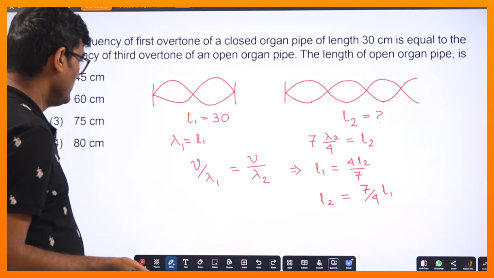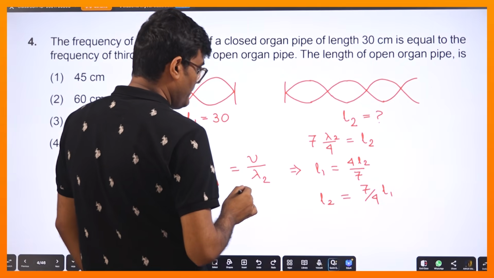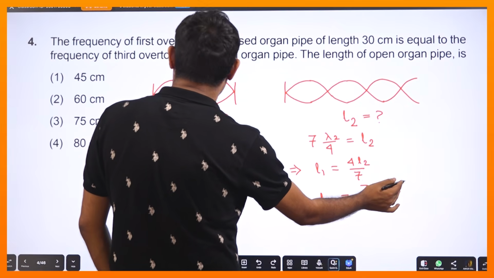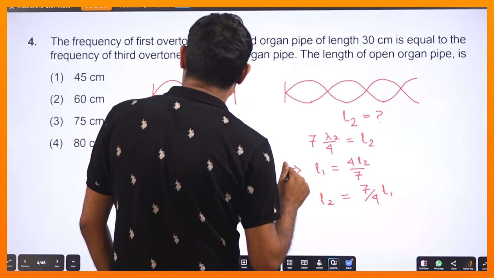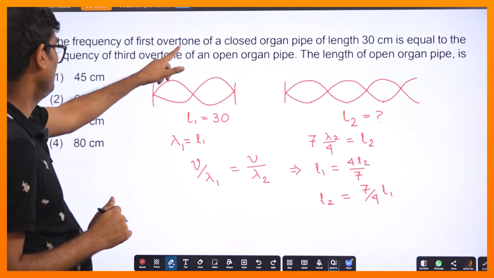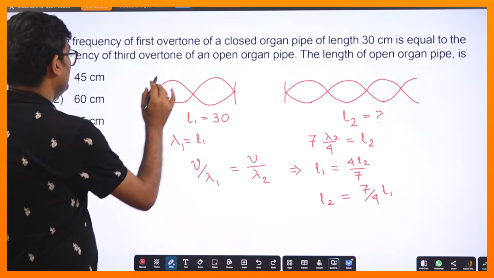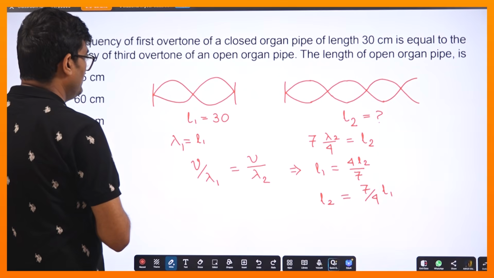If I say L1 is 30 centimeter, 7 point something, the options are not matching. Let's again see if we have done any mistake here. Organ pipe of length 30 centimeter, this is a closed organ pipe, the length is 30 centimeter.